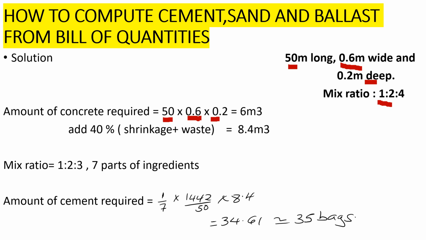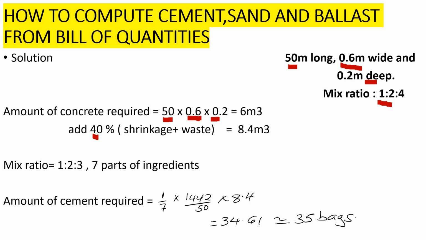Remember, we had shrinkage and waste. That is 35% shrinkage plus 5% waste, giving us 40%. So we are going to add 40% to 6 meter cubic. That gives us 8.4 meter cubic. Now our mixed ratio is 1:2:4. This is 1 plus 2 plus 4, giving us 7 parts of ingredients. That is 1 part of cement, 2 parts of sand, and 4 parts of ballast.